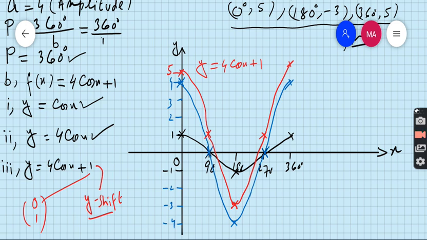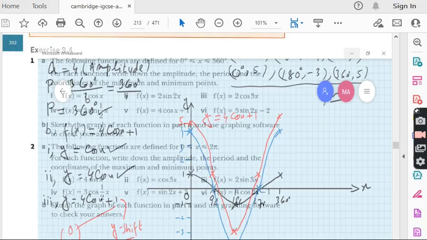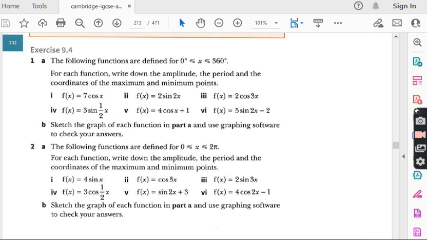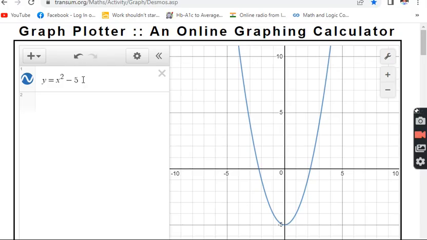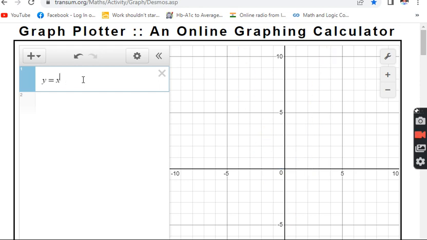Now for graphing software, I am going to draw all these three graphs in graphing software. First, y is equals to cos x.